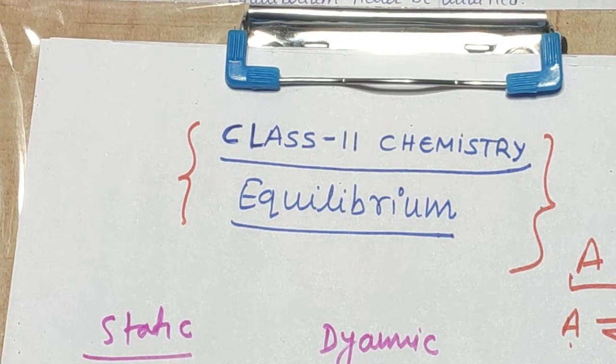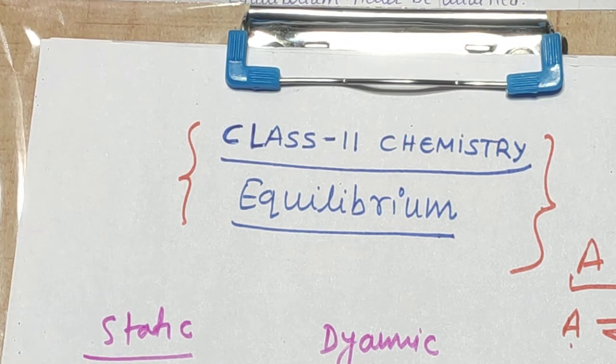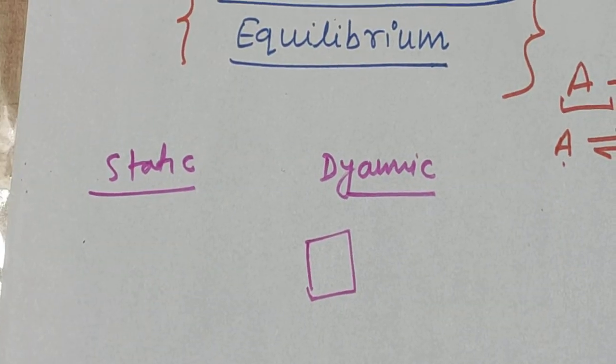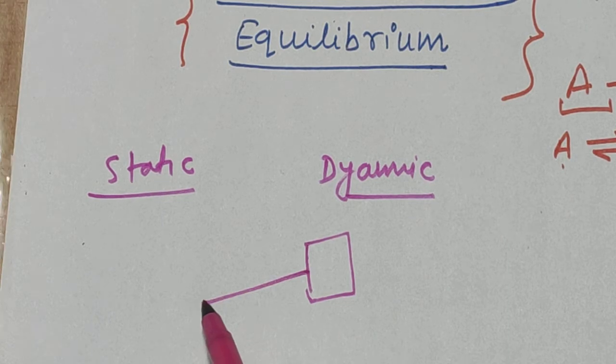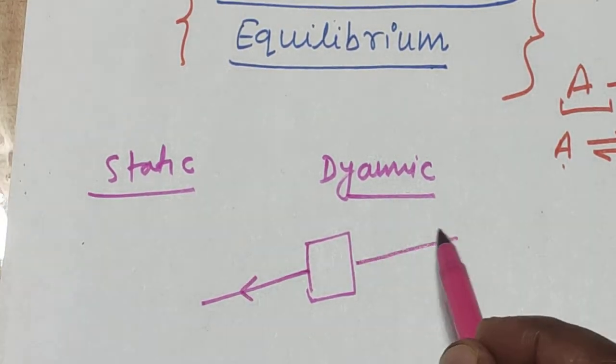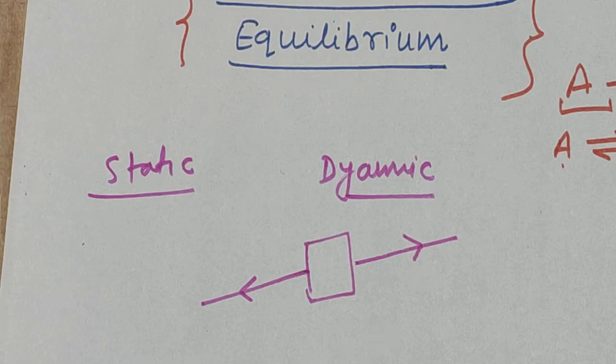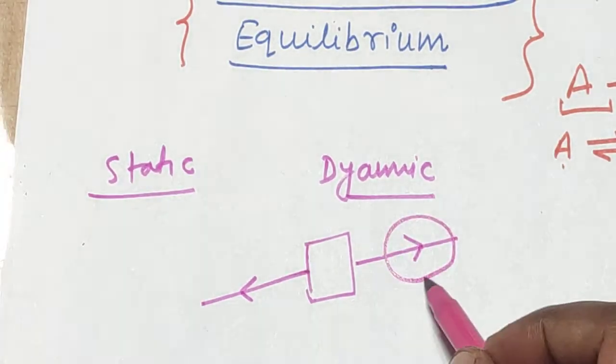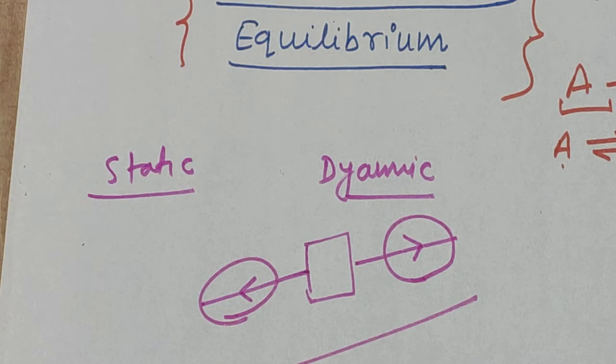So what is static equilibrium? Anything that is at rest, static, that equilibrium is known as static equilibrium. And dynamic is in motion, meaning dynamic equilibrium. Suppose this is any object, you have applied a force from here and you have applied a force from here, meaning you are stretching it from both sides. It will be in equilibrium, because the force you applied here will be equal to the force there. So this is static.